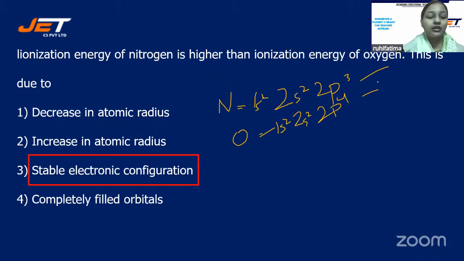Nitrogen is having a more stable electronic configuration because it is having half-filled orbitals. Any element having half-filled orbitals will be more stable than the corresponding elements. So the correct answer for this question is option number 3.